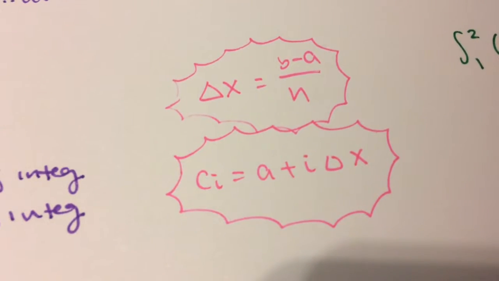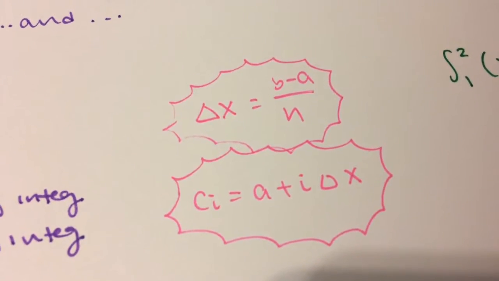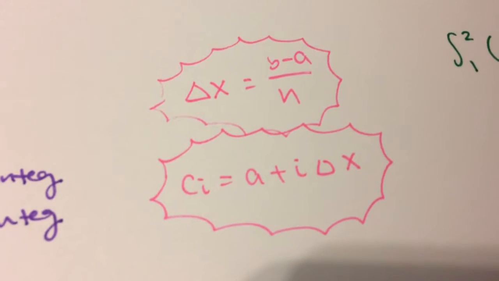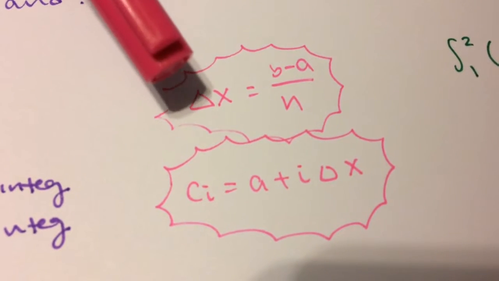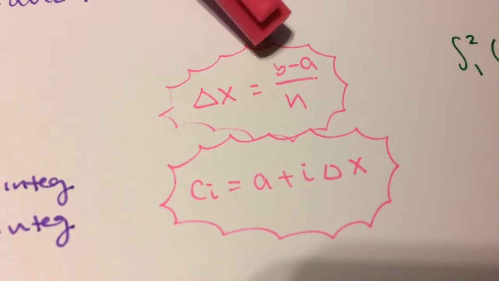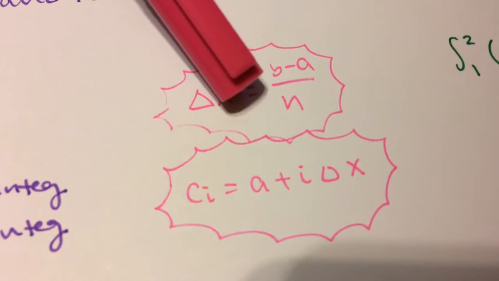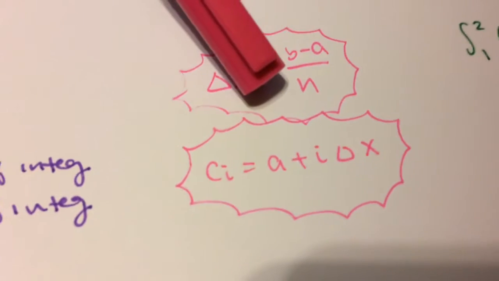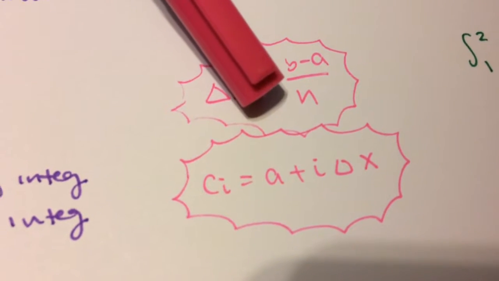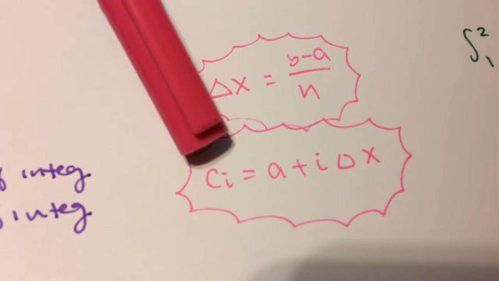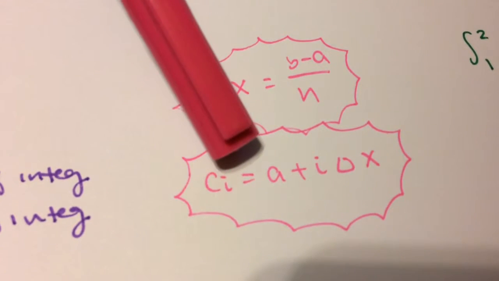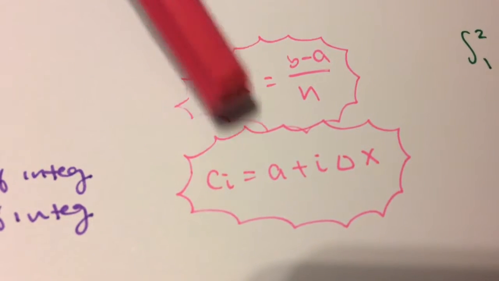Now before we go on to our practice question, there are two very important things that we need to discuss, and that is that delta x is the upper limit minus the lower limit over the number of partitions that there will be, meaning like the number of rectangles and such. And c sub i is equal to a plus i delta x.